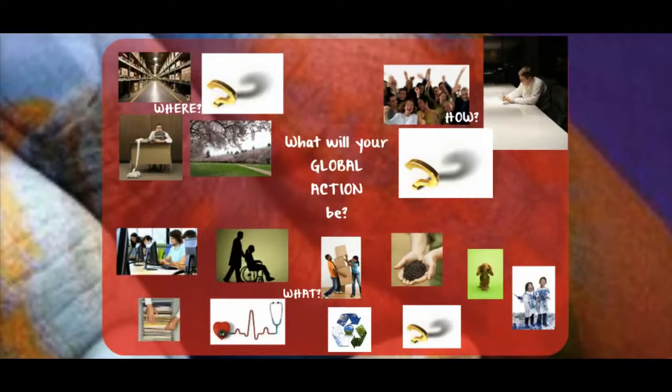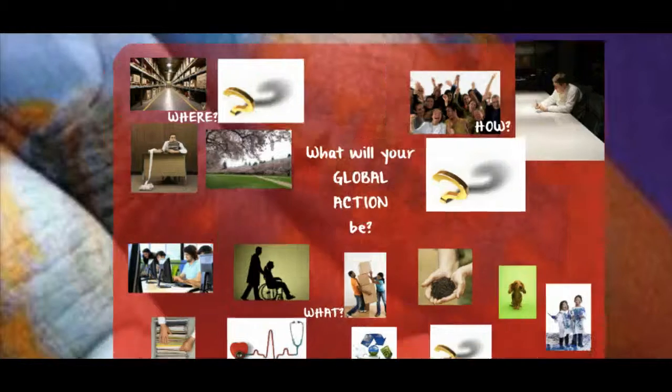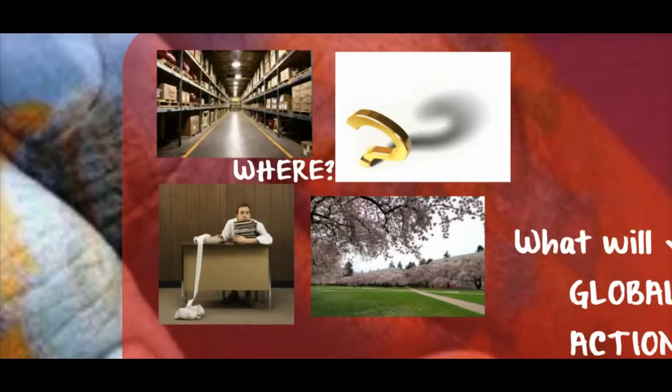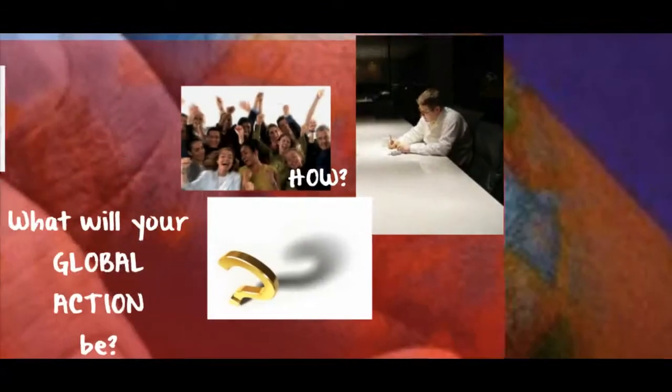So what will your global action be? What we want to do is sort of walk you through how do you decide what to do. You start with something very small, joining a club, putting a few hours in and taking some small steps. But how do you decide what to do? You want to think about, where do you like to work? Where do you want to be? Do you like working in a warehouse? Do you like working at a desk? Do you like working outside? Do you have any other ideas about where you might want to be?